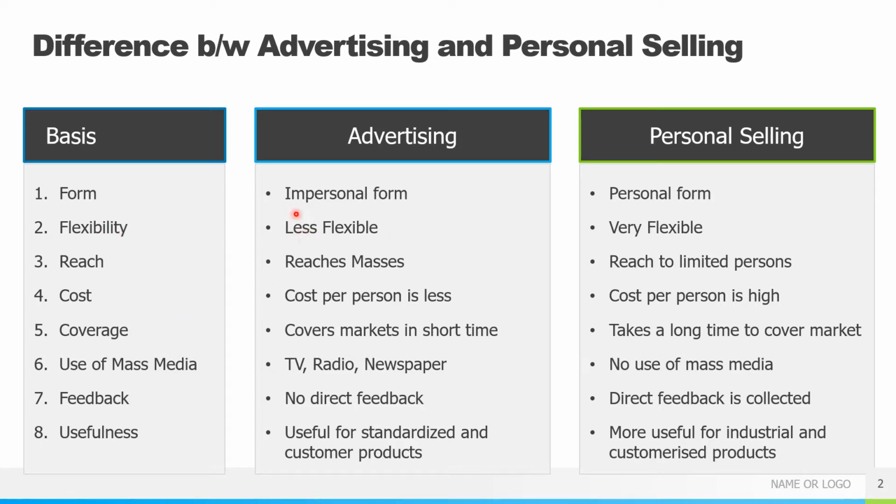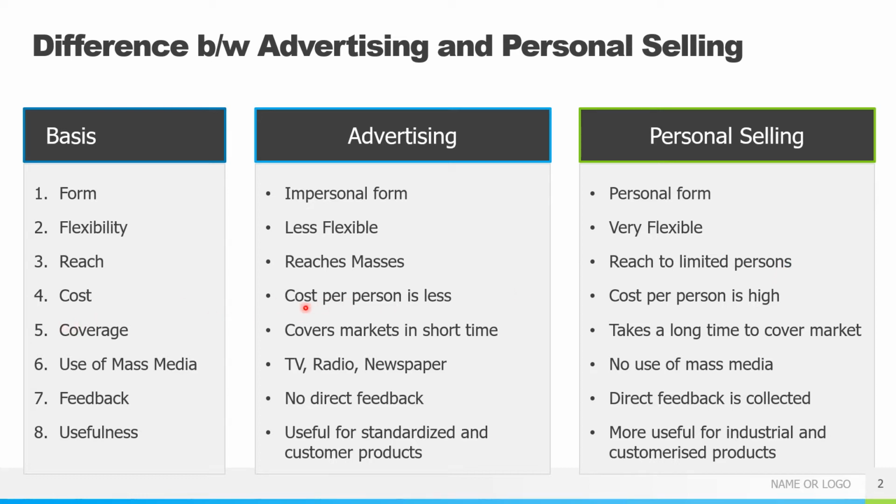Flexibility. Because it is impersonal, there is less flexibility involved in advertising, and because personal contact is established, personal selling is very flexible. That means information as per the requirement, as per the demand, as per the needs of the customer can be shared. Reach. Advertising reaches huge masses. That means one advertisement can reach thousands, millions of people in one shot. But it is definitely not possible in personal selling. A person can reach only a limited number of people.